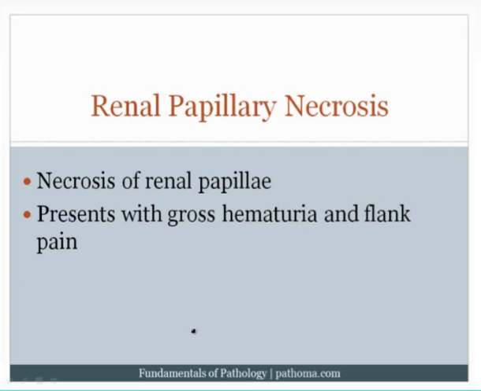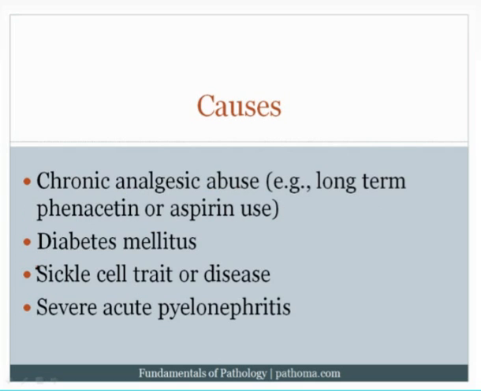Now, in renal papillary necrosis, again, you get necrosis of the renal papillae. This presents with gross hematuria and flank pain, and there are a few important causes to be aware of. The first is chronic analgesic abuse. For example, long-term phenacetin or aspirin can result in a renal papillary necrosis. Other causes include diabetes, sickle cell disease or trait, and severe acute pyelonephritis. So this concludes our section on acute renal failure.